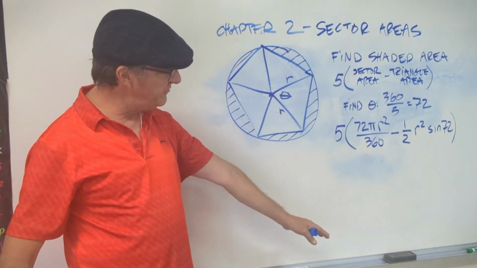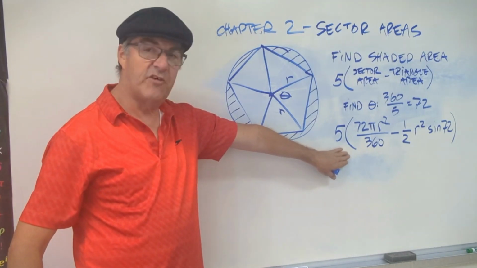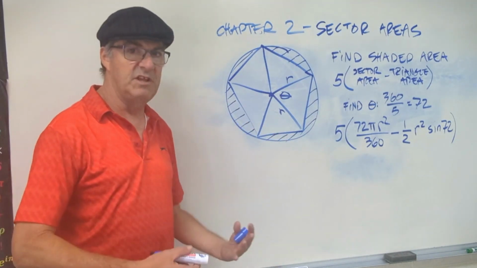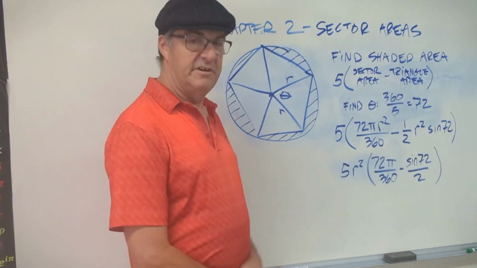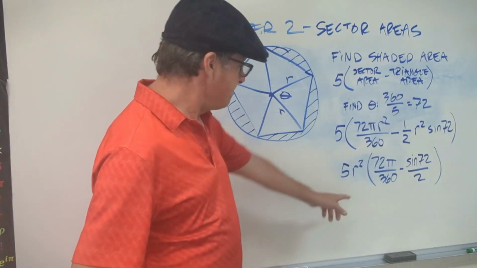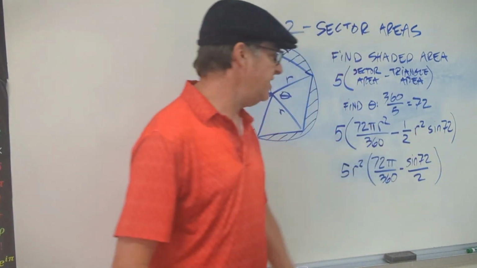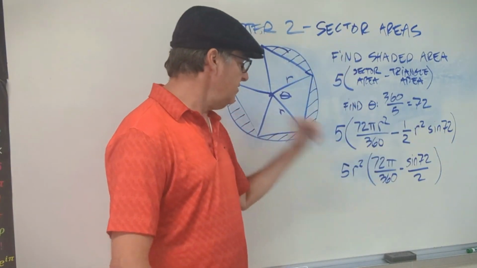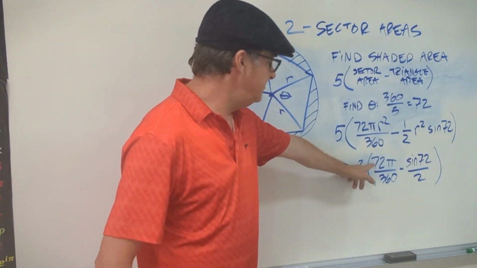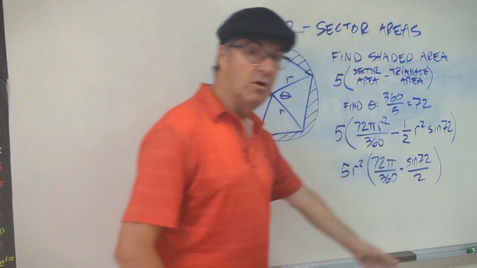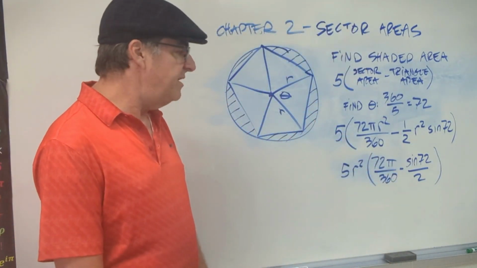Now, I want you to pause the video. You can simplify this formula just a little bit more, and I love to do that. I love my formulae to be nice and concise. So what I noticed is there is an r squared on the top in both of these fractions. So I factored that out. So I have 5r squared times 72 pi over 360 minus sine 72 over 2. And that's a little bit quicker.